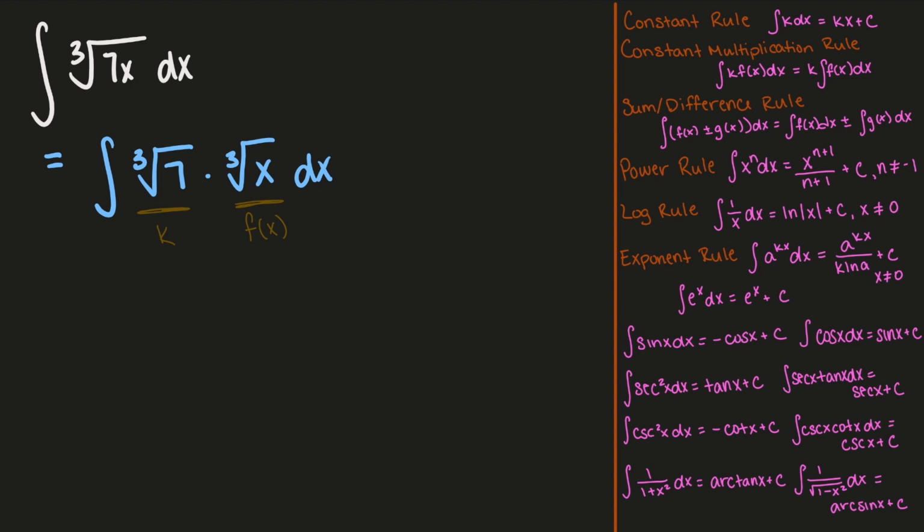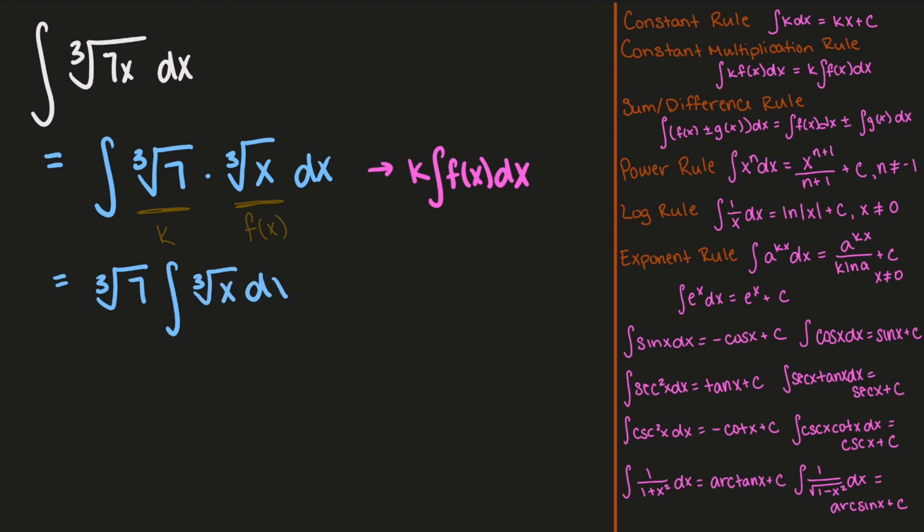So we can use our constant multiplication rule to break that up, which means we would rewrite this as k times the integral of f of x dx. So this would become the cube root of 7 times the integral of the cube root of x dx. But we can rewrite the cube root of x as x to the 1/3 power. So now we can write this as a power, and this lets us use our power rule, because we know that for our power rule, the integral of x to the n dx is equal to x to the n plus 1 over n plus 1 plus c. So now that we know what our power is, we are able to solve this integral using the power rule.